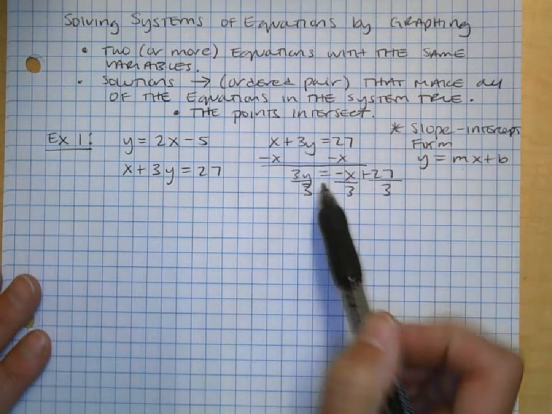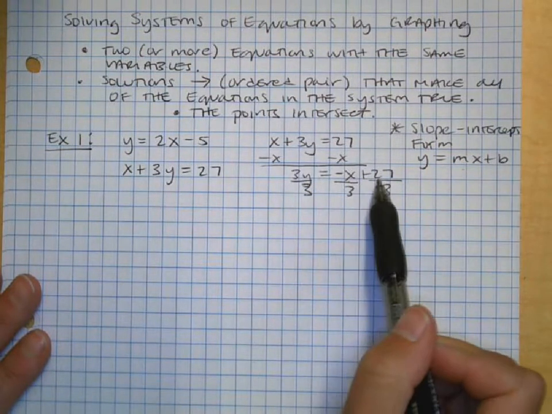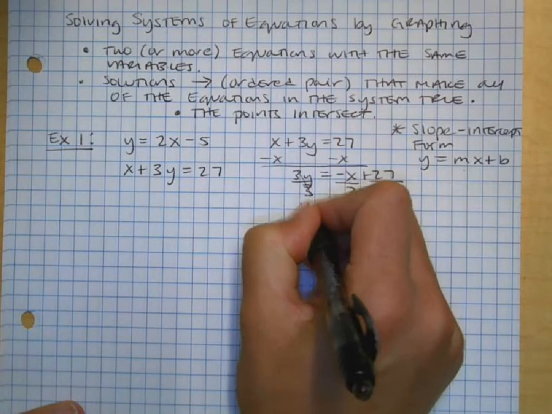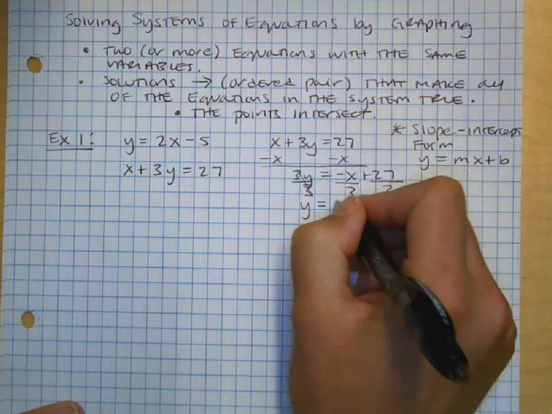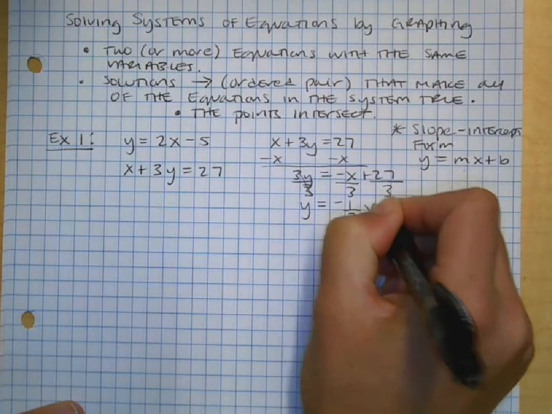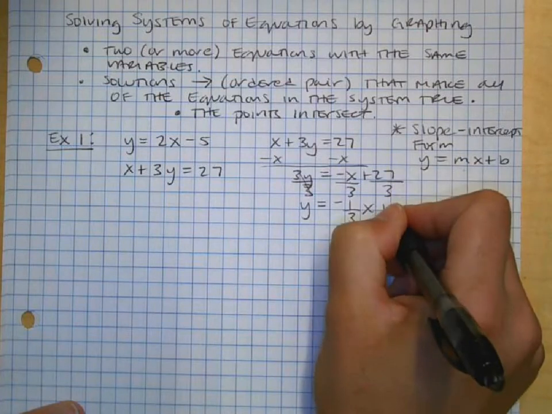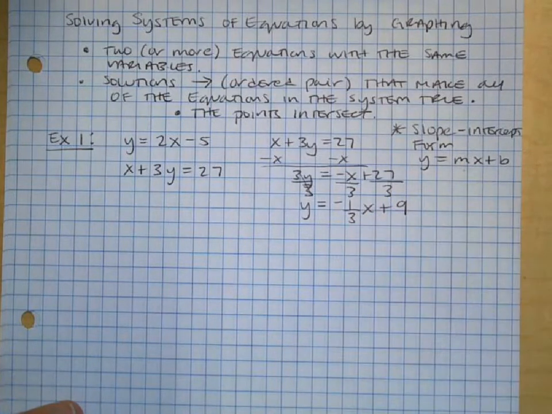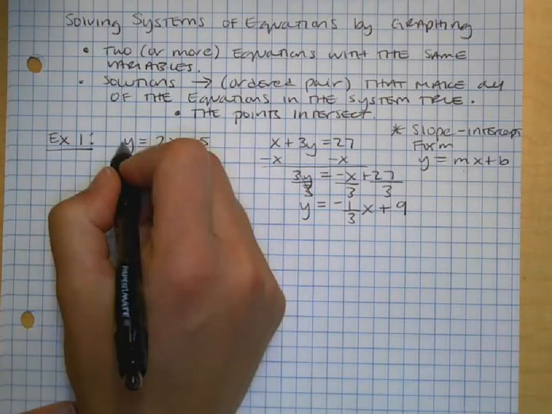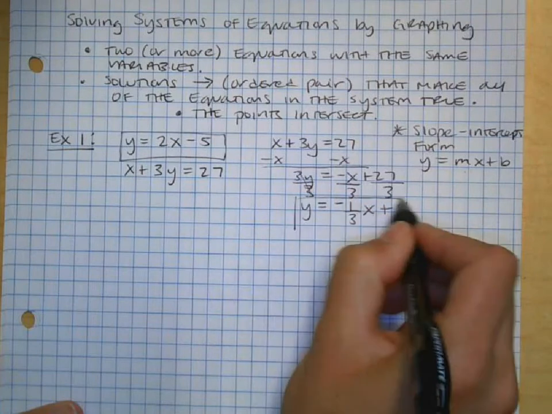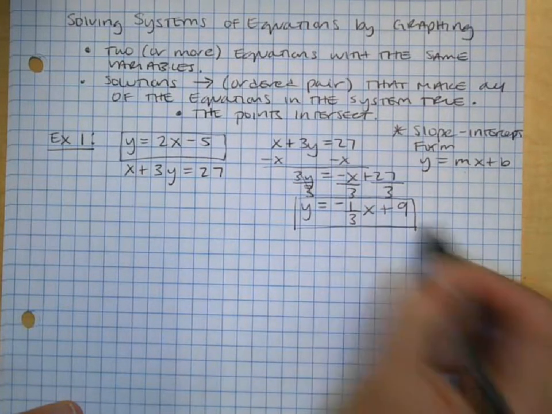Yes, I am just dividing both sides by 3, but this is two terms, so it's two different fractions. These divide out, and I get y equals negative 1/3 x, which helps us see what our slope is, and then 27 divided by 3 is 9. So go ahead and simplify that. These are the equations I'm going to use to graph my system of equations now.